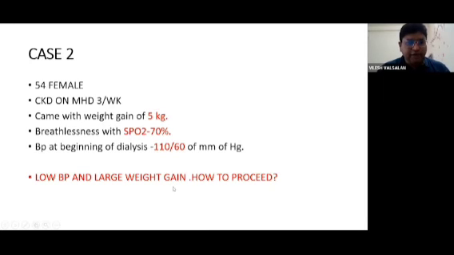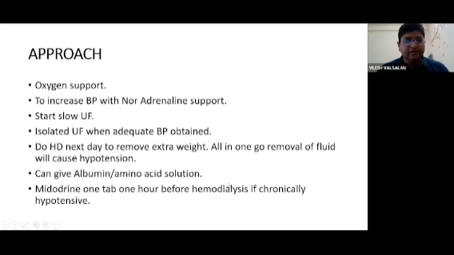So once again, looking at the highlights, here you've got a 5 kg weight gain. Oxygen is already low, so you need an urgent ultrafiltration. But the BP at the beginning of dialysis is only 110/60. So you've got a case of low blood pressure and a large weight gain, which you see very commonly in your units. So how will we proceed here?